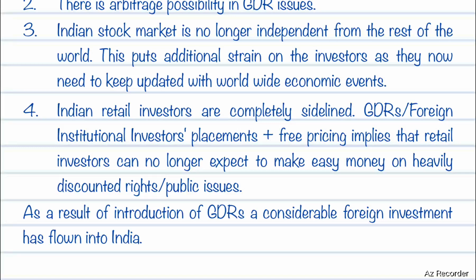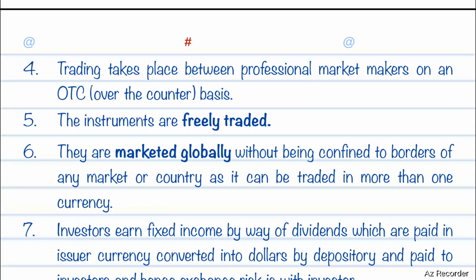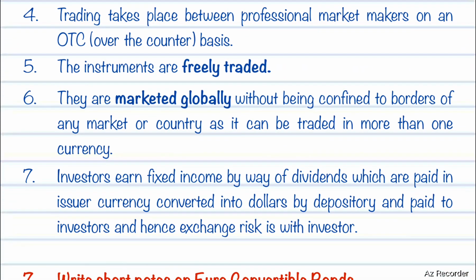What are the characteristics of GDR? Holders of GDR participate in the economic benefits of being ordinary shareholders, though they do not have voting rights. GDRs are settled through CEDEL and Euroclear international book entry systems. GDRs are listed on Luxembourg Stock Exchange. Trading takes place between professional market makers on an over-the-counter basis. The instruments are freely traded.